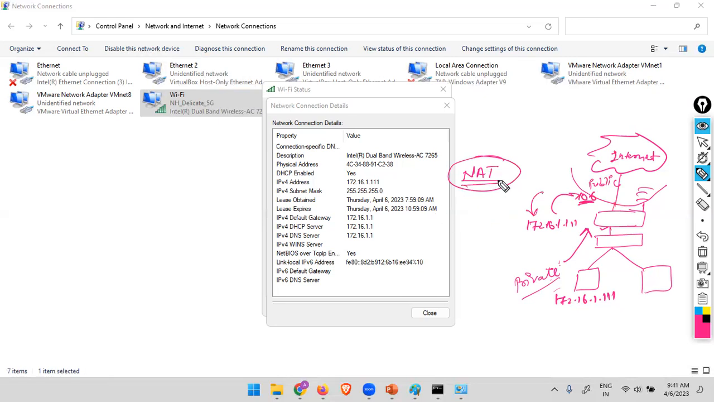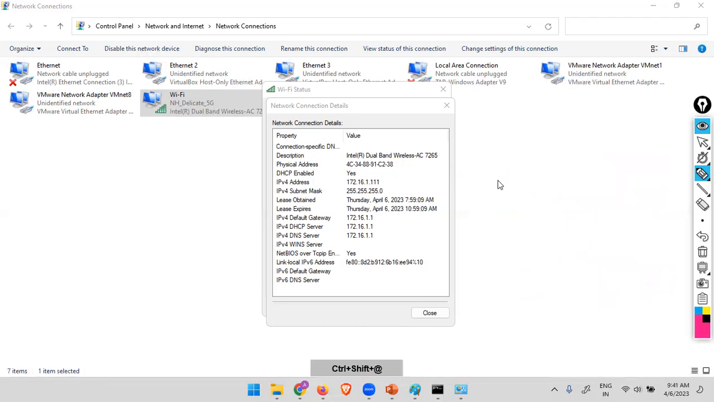This is clear. So, see why we require this NAT and private and public concept. How many addresses are there in the case of IPv4? 2 raised to power 32. That is somewhere around 4.3 billion. Correct. The number of addresses is limited.